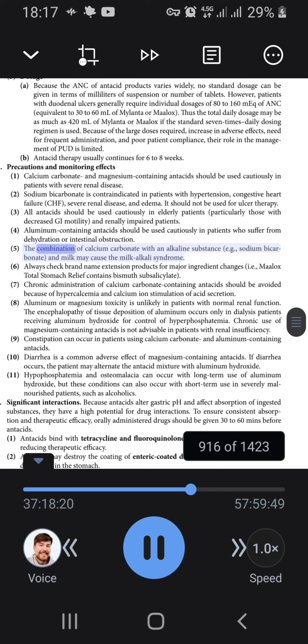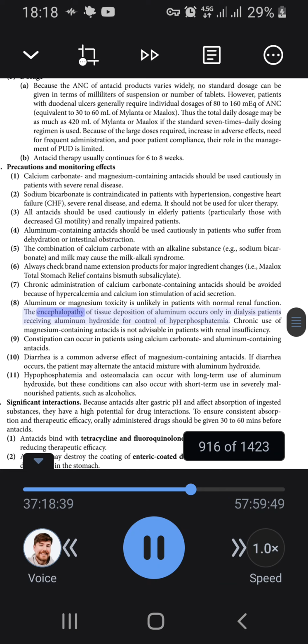5. The combination of calcium carbonate with an alkaline substance, for example, sodium bicarbonate, and milk may cause the milk alkali syndrome. 6. Always check brand name extension products for major ingredient changes, that is, Maalox Total Stomach Relief contains bismuth subsalicylate. 7. Chronic administration of calcium carbonate containing antacids should be avoided because of hypercalcemia and calcium ion stimulation of acid secretion. 8. Aluminum or magnesium toxicity is unlikely in patients with normal renal function.